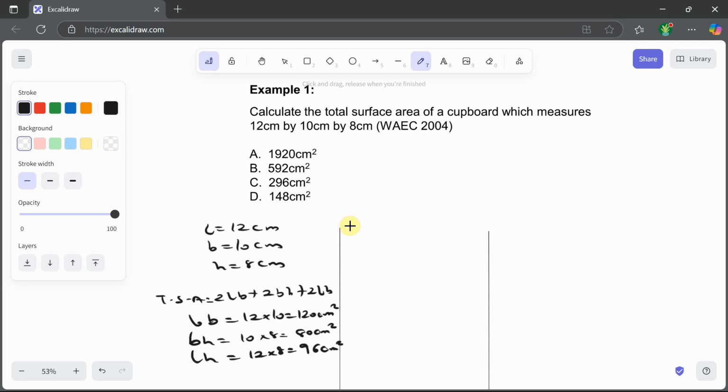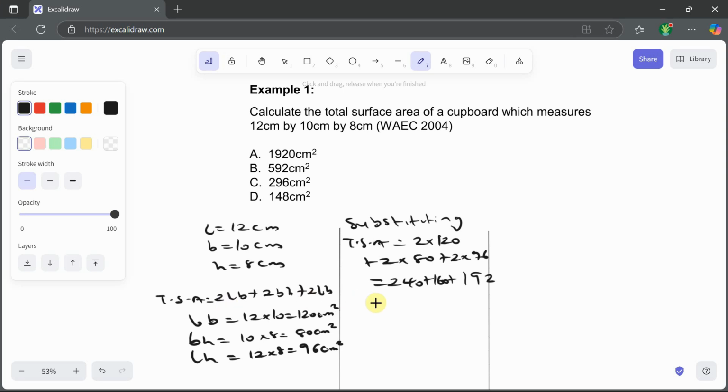So if I substitute, our total surface area will just be 2 times 120 plus 2 times 80 plus 2 times 96. That will be equal to 240 plus 160 plus 192. So let's add 240 plus 160 plus 192. That will give you 592 centimeters squared. And that will be option B.